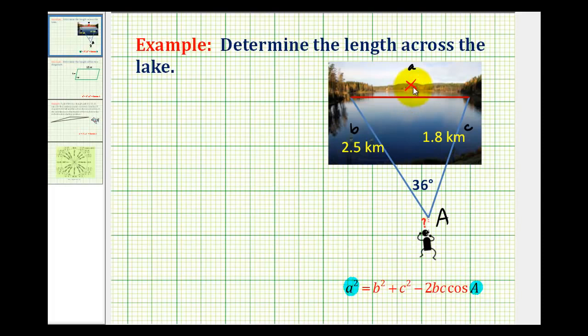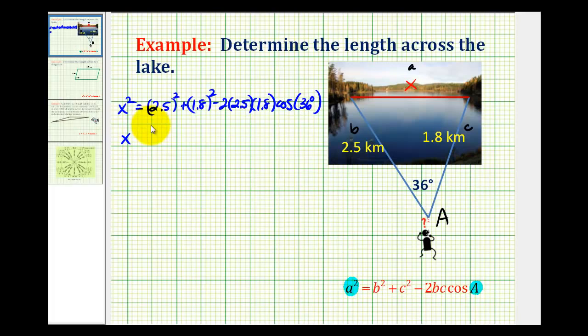So if we want to determine the length of side x, we would have x squared by itself on the left side of this equation. So we'd have x squared equals 2.5 squared plus 1.8 squared minus 2 times 2.5 times 1.8 times the cosine of 36 degrees.